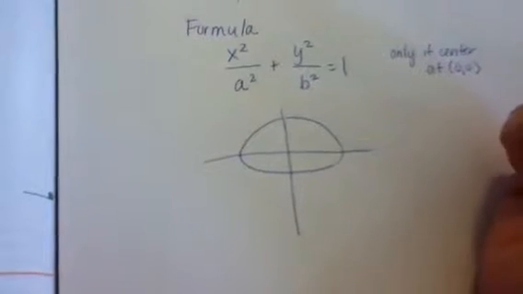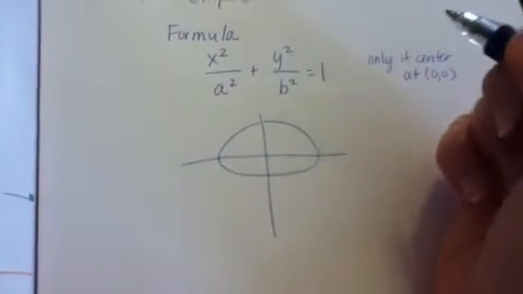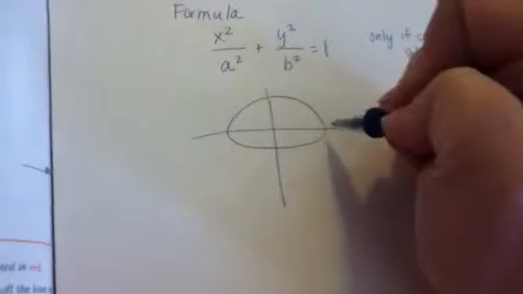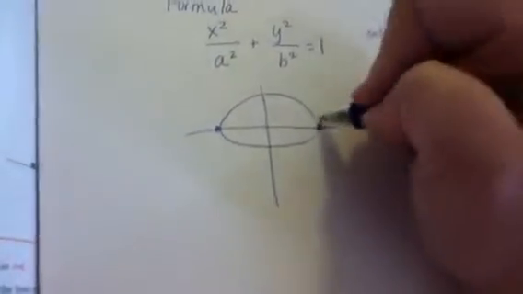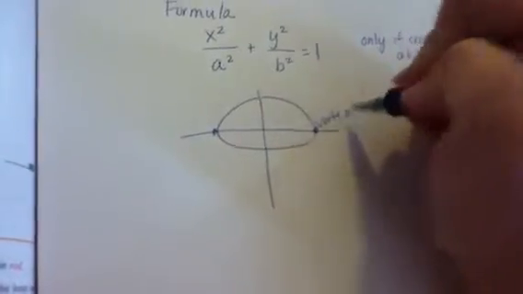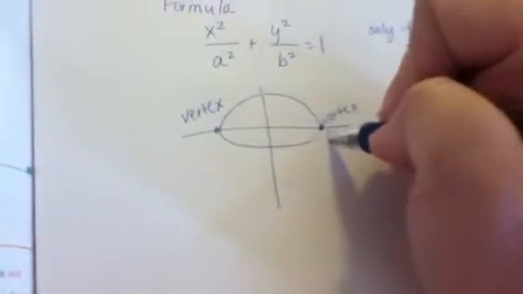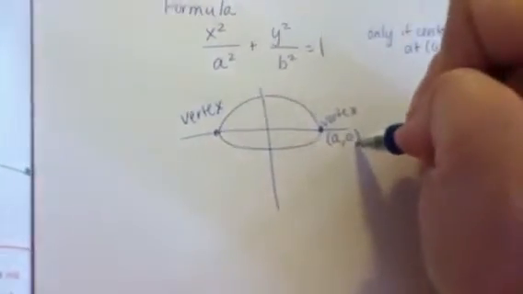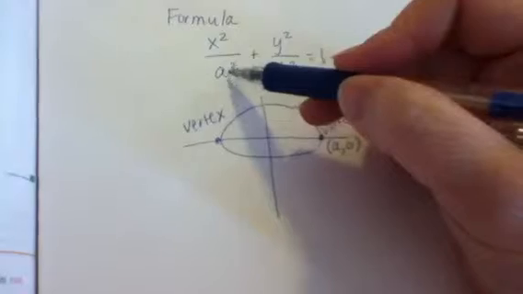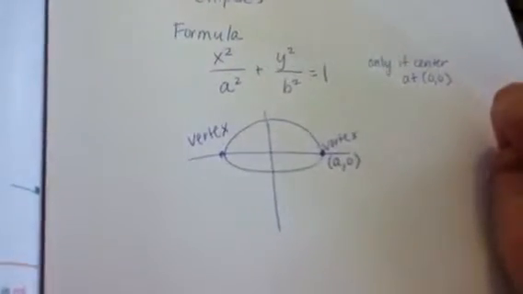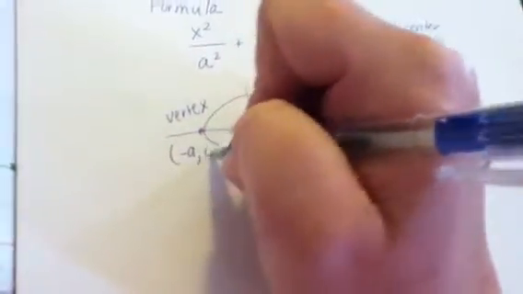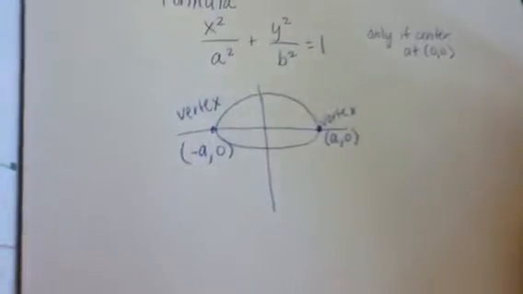Not nearly as good as I would like it to be, but you know how it is. Okay. This point and this point here are known as the vertices, or singular is vertex. This point is located at a, 0, and when I say a, I'm talking about the square root of the number that's located here in the formula. We'll do an example in just a minute. This point here then would be located at negative a, 0.